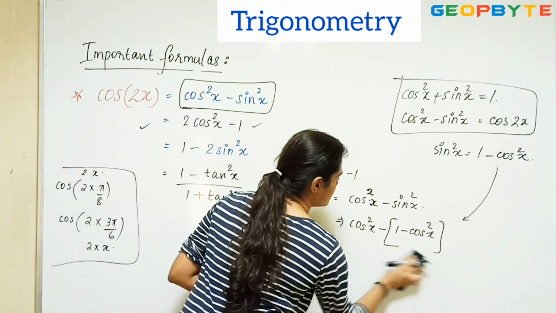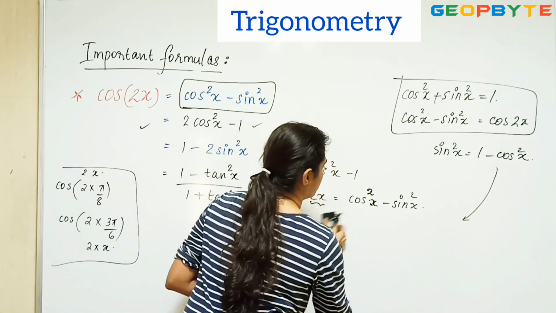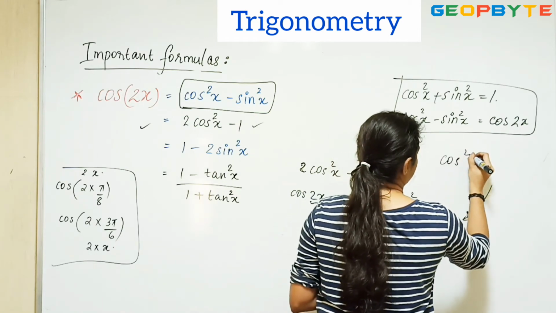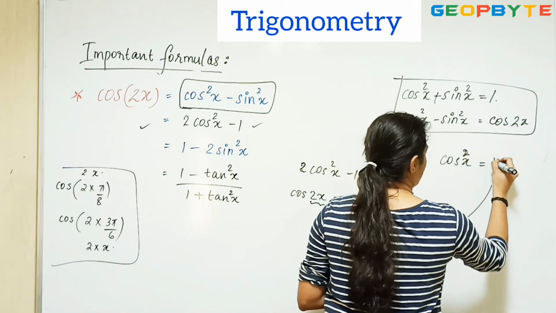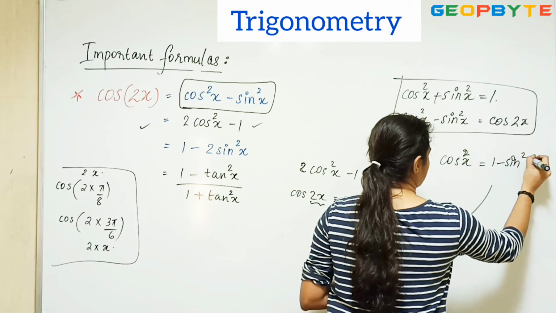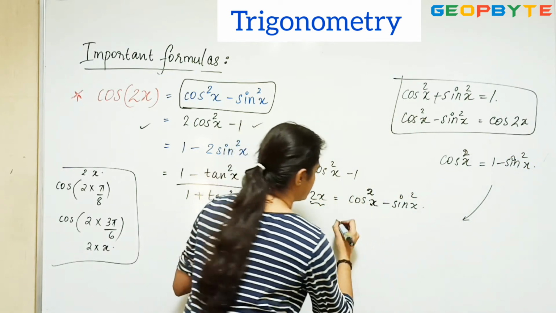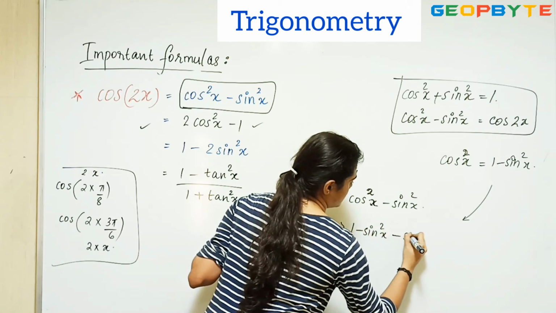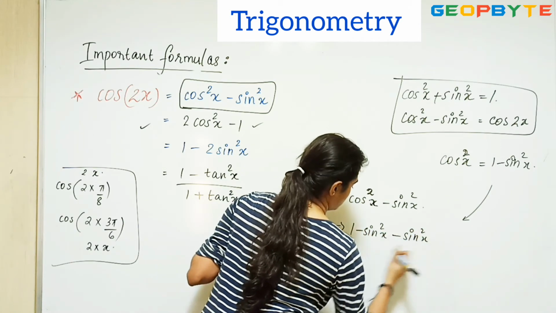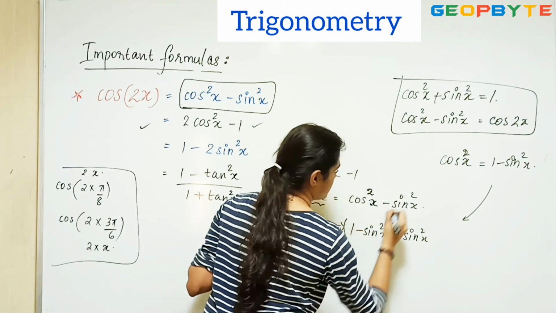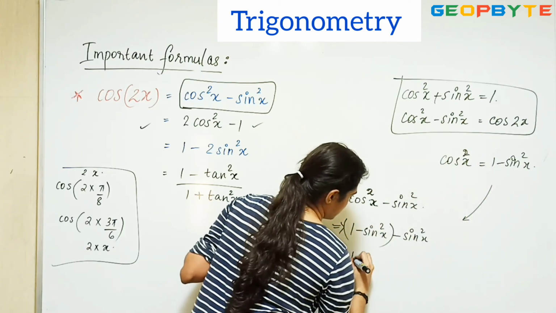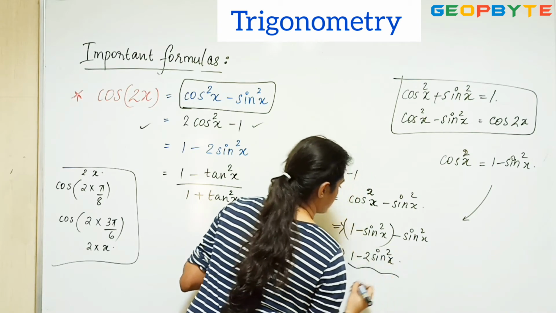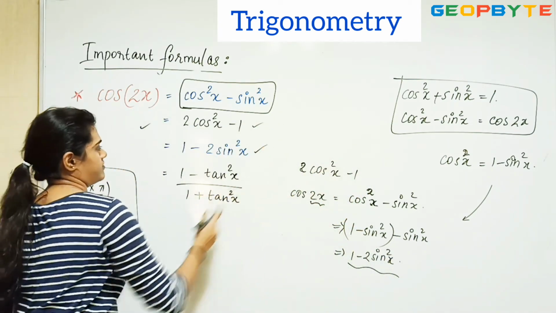Now similarly, what is cos square x? It is 1 minus sin square x. Right. Now we will substitute 1 minus sin square x for cos square x, minus sin square x. That is 1 minus 2 sin square x. So we got the second formula.